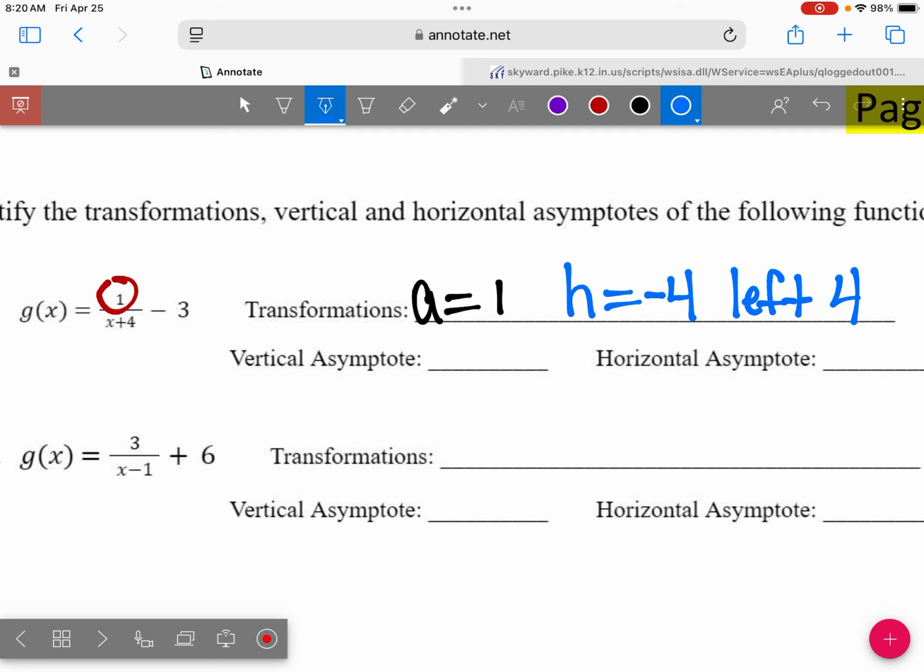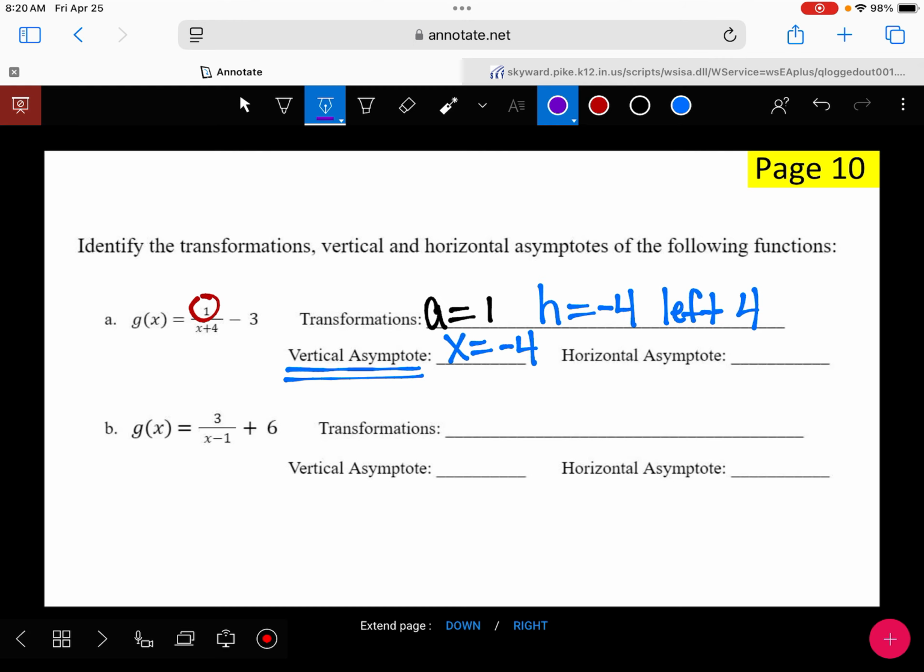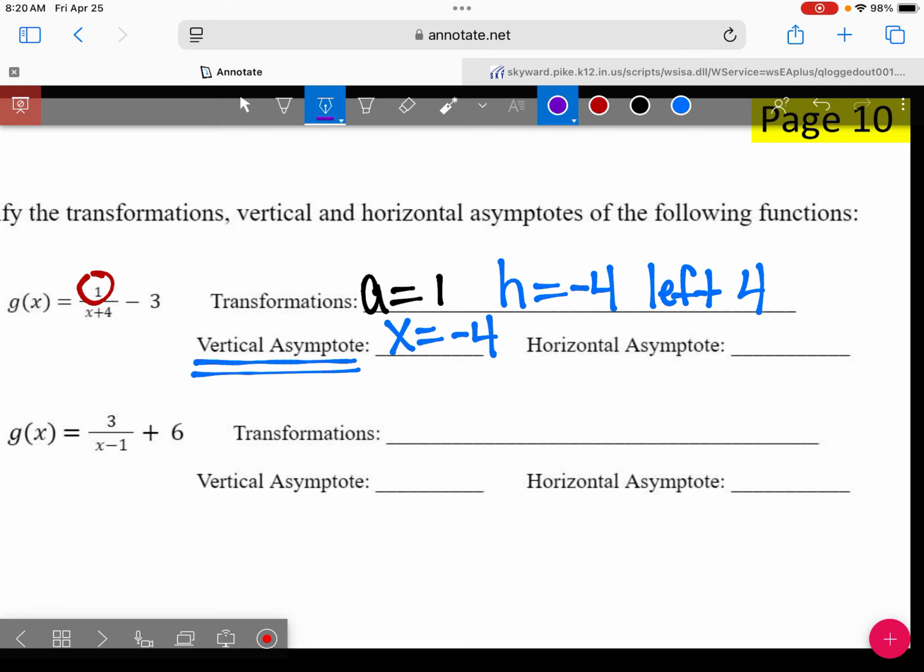I'm going to pause right there. Your vertical asymptote comes from H. So we're going to write x equals negative 4. Whatever you put for H is also your vertical asymptote. And then your K value, that's in the back. That's negative 3. That moves it down 3. And that also affects your horizontal asymptote, y equals negative 3.